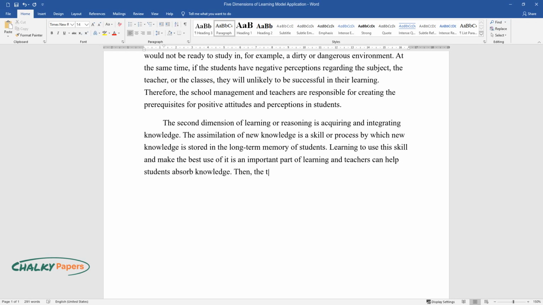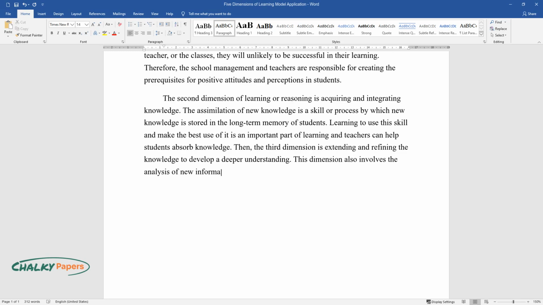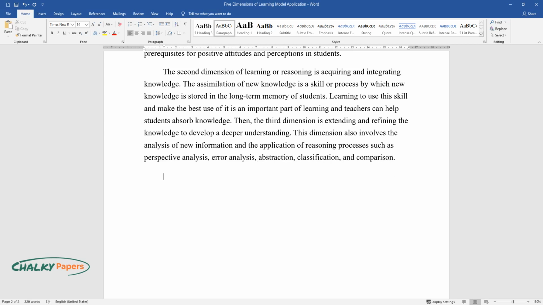Then, the third dimension is extending and refining the knowledge to develop a deeper understanding. This dimension also involves the analysis of new information and the application of reasoning processes such as perspective analysis, error analysis, abstraction, classification, and comparison.